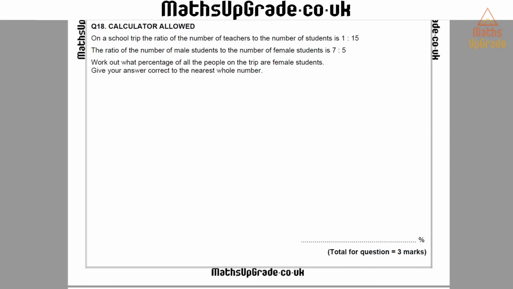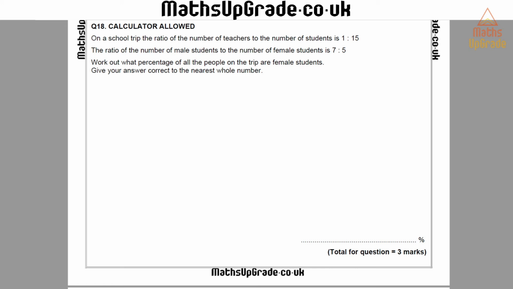Question 18 is worth 3 marks and it involves ratios as well as percentages. On a school trip, the ratio of the number of teachers to the number of students is 1 to 15. The ratio of the number of male students to female students is 7 to 5. Work out what percentage of all the people on the trip are female students. Give your answer to the nearest whole number.